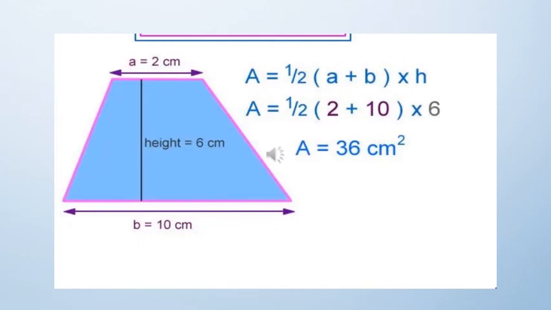I have taken a simple example just to revise the concept. If the parallel sides are 2 cm and 10 cm and the height is given as 6 cm, what will be the area of this trapezium? It is half into a plus b, where a and b are the parallel sides. 2 plus 10 is 12, multiplied by 6. So the area will be 36 cm square.